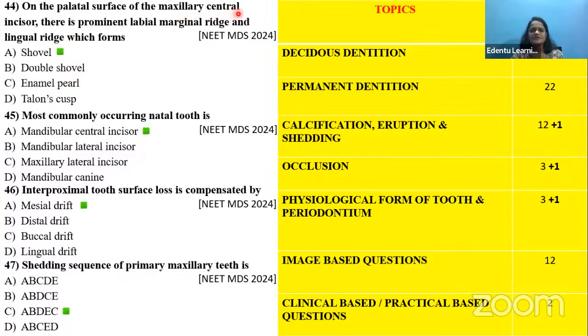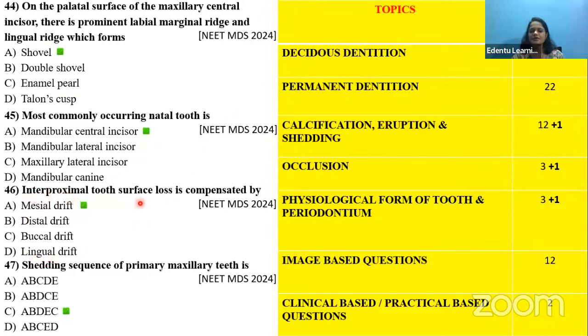Now, next question. On the palatal surface of the maxillary central incisor, there is a prominent labial marginal ridge and lingual ridge. Okay, it forms a shovel. So that can be included under the physiological tooth form. And the most commonly occurring natal tooth is the primary mandibular central incisor. We can include it under the deciduous dentition.